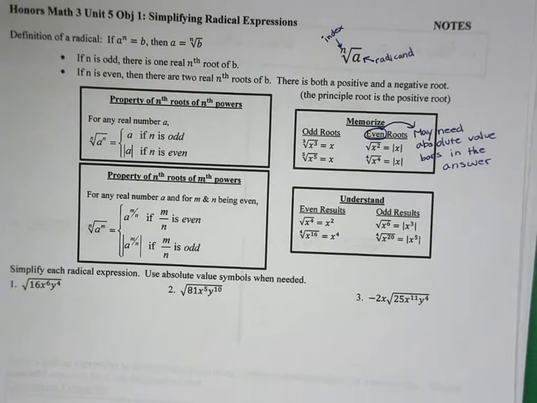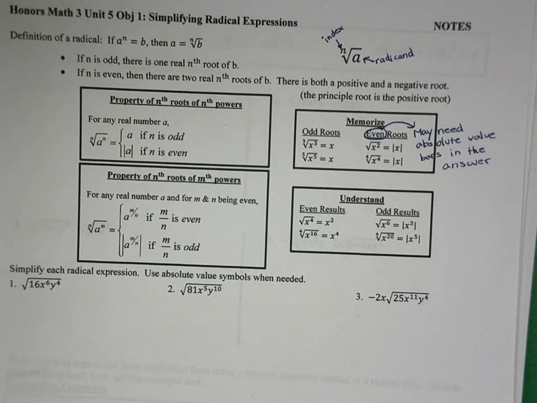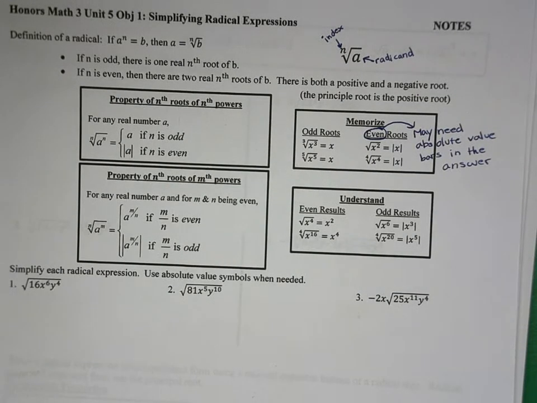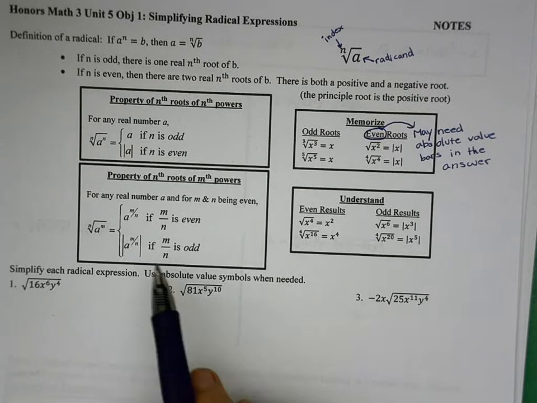But now it's not all the time. Just because I see an even root, I'm not just going to automatically slap absolute value bars around it. It's in a very particular instance, okay, which is where these next properties come in.